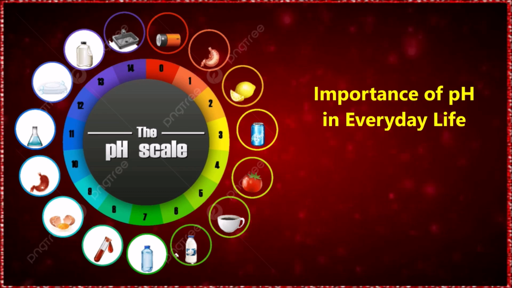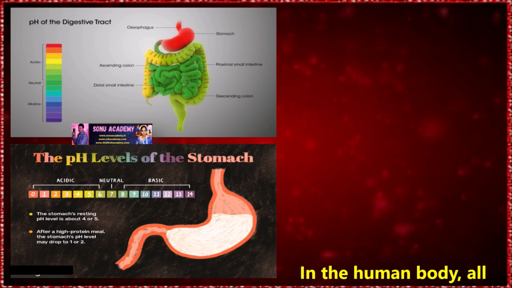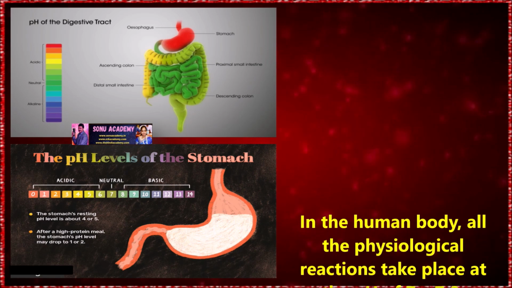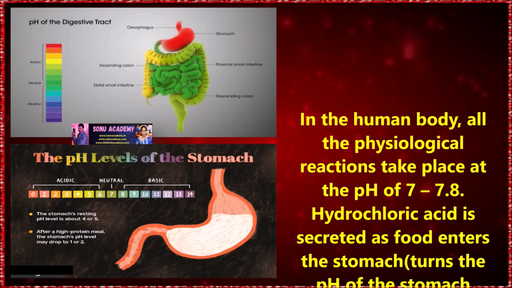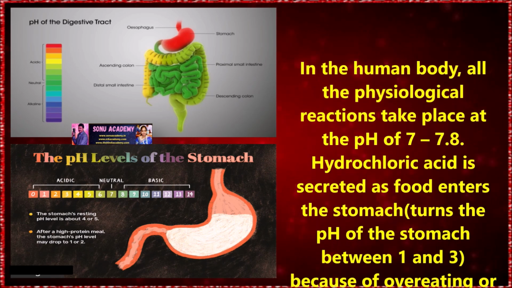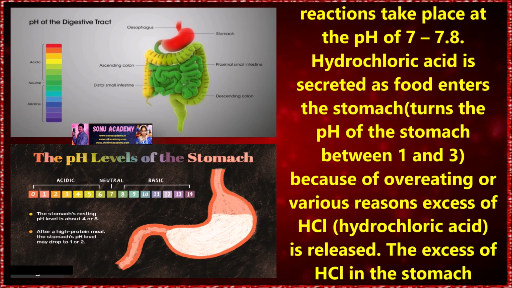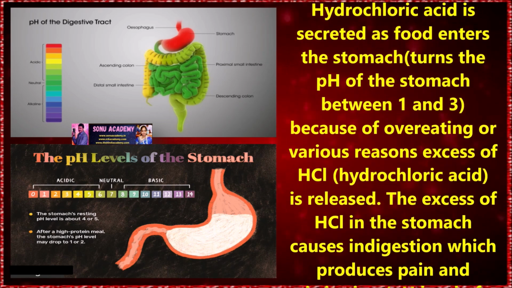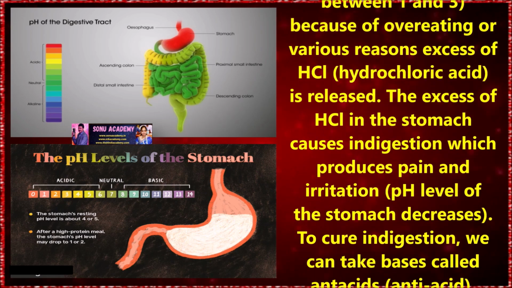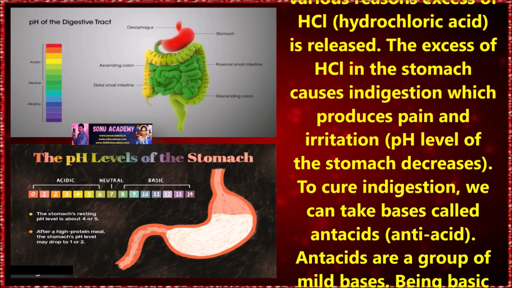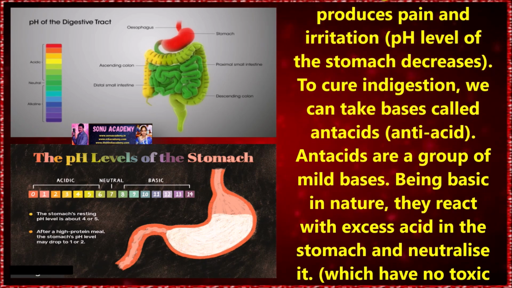Children, let us discuss the importance of pH in our everyday life. Let us discuss the digestive system. In the human body, all the physiological reactions take place at a pH of 7 to 7.8. Hydrochloric acid is secreted as food enters the stomach, so the pH of the stomach is between 1 and 3. Because of overeating or various other reasons, excess HCl, hydrochloric acid, is released. The excess of HCl in the stomach causes indigestion, which produces pain and irritation.